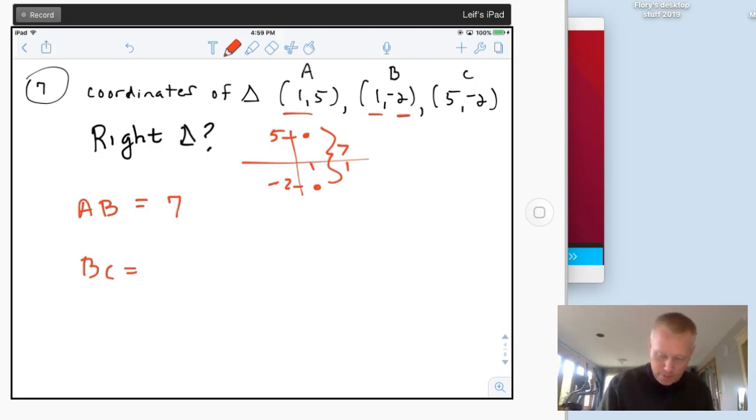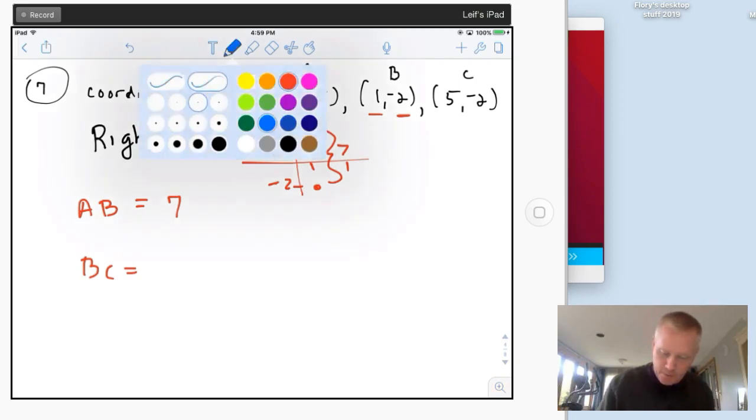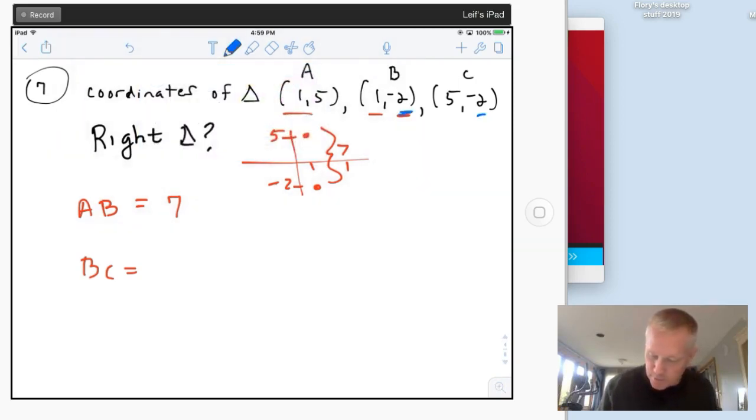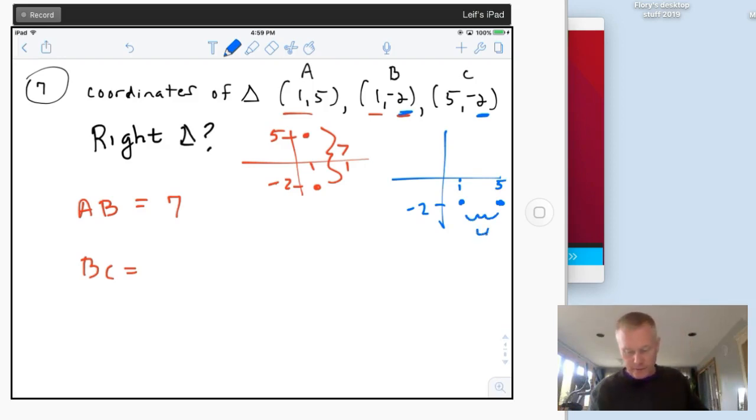Ooh, looky, looky. This is getting nice. They gave me some gifts in this one. Because in BC, both the y coordinates now are the same, which means (1, -2) is here, and (5, -2) would be here. So what's the distance between them? Between 1 and 5, that's 4.